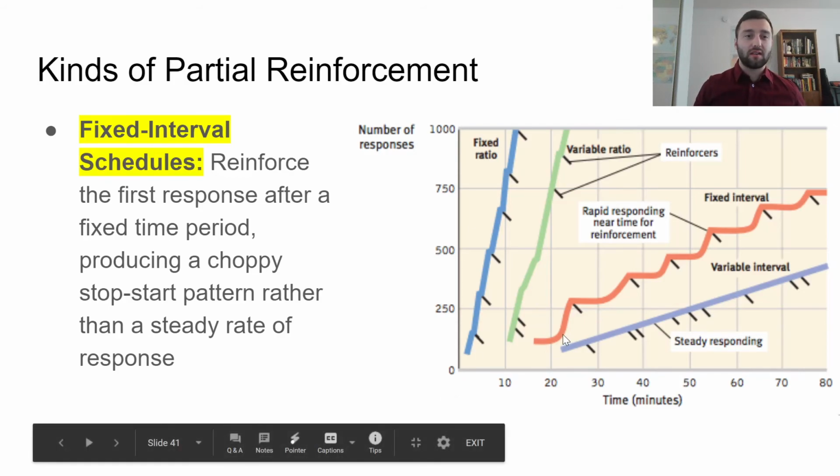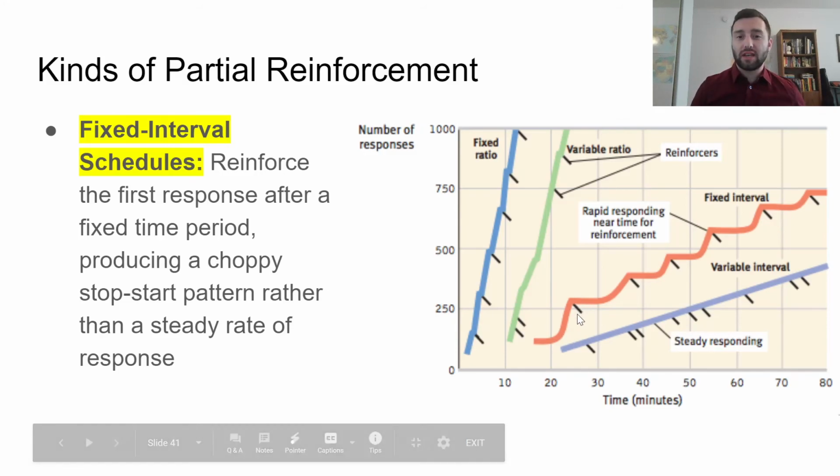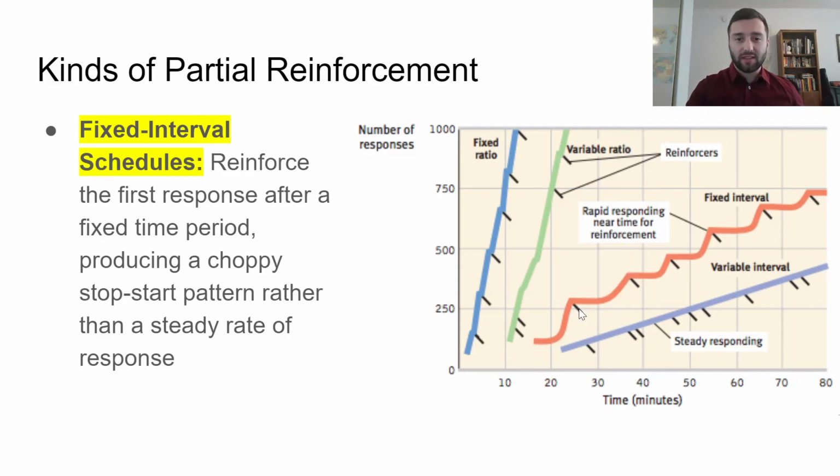That's this right here. The behavior is the studying. The reward you're getting is ideally the good grade on the test. But because you know exactly when that test is going to happen, you're not going to carry out the behavior until you know that test is going to go. So you don't do anything, and then you study really hard, and then you stop, right? So you study really hard, take the test, you stop for a while. Wednesday night comes back up, you study really hard, stop, and again and again and again.